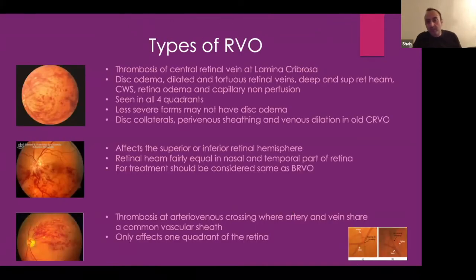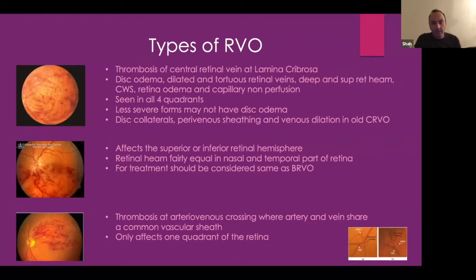In central retinal vein occlusion, the thrombus is of the central retinal vein at the lamina cribrosa. And the typical features are swelling of the disc. You have hemorrhages in all 4 quadrants. And essentially, depending on how ischemic things are, you might have cotton wool spots, retinal edema, etc. And you don't always have to have disc swelling. So you may have situations where the disc is not swollen in less severe forms. And as time goes by, hemorrhages tend to resolve and you can get disc collaterals and venous sheathing if you see the patients later on.